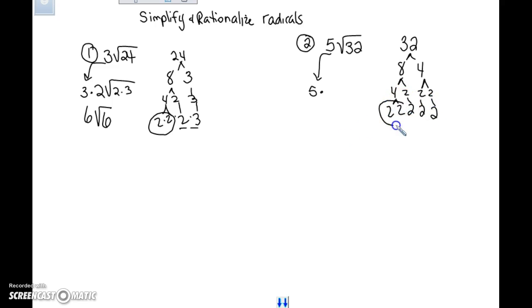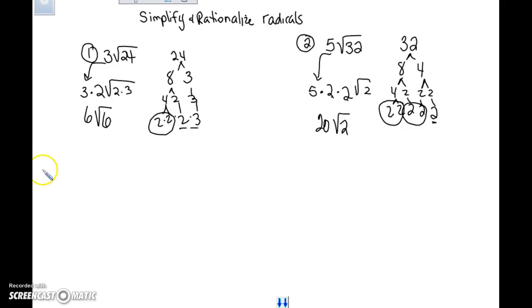We're going to roll doubles. So 1 man comes out of this group. 1 man comes out of this group. He doesn't have a partner. He stays in. And then we clean it up. So we get 5 times 2 times 2 more. So 20 square root 2.